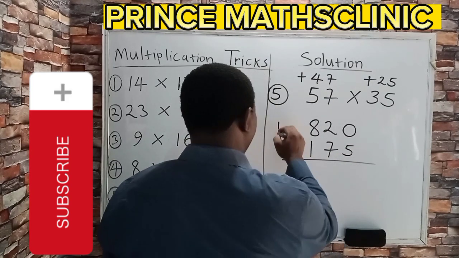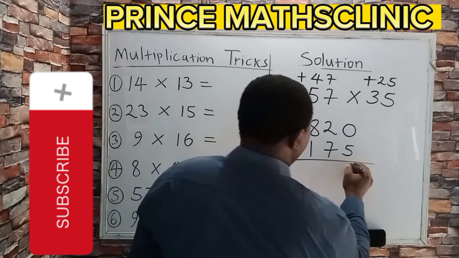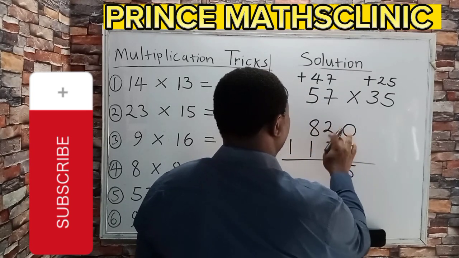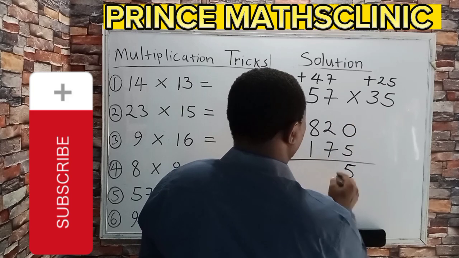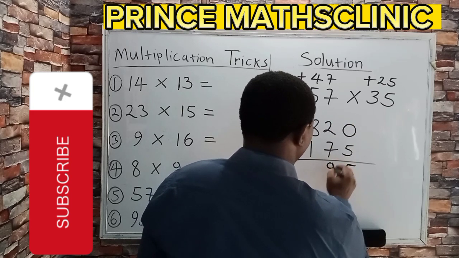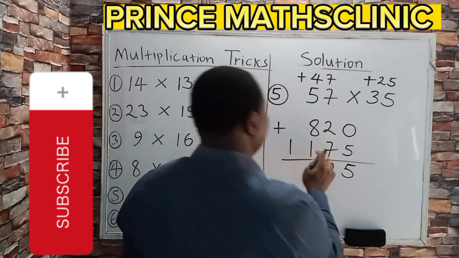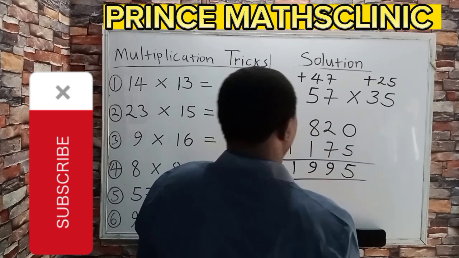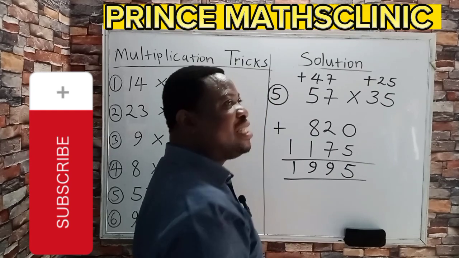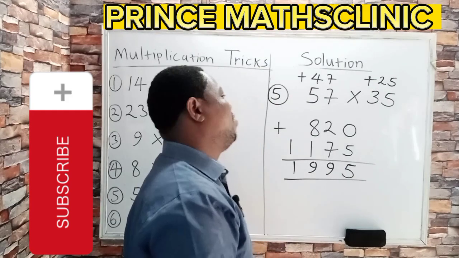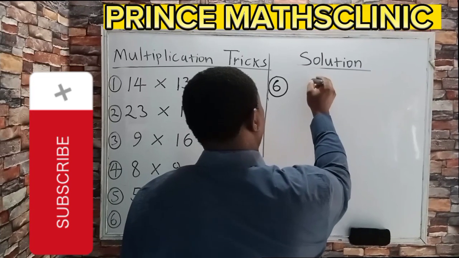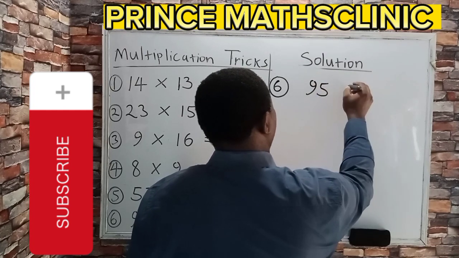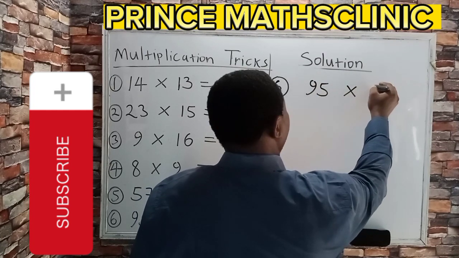Therefore, we are going to add. To add, 0 plus 5 is 5. 7 plus 2 is what? 9. 1 plus 8, or 8 plus 1, is 9. Then 1. The result we will obtain will be 1995. Number 6 is 95 times 98.